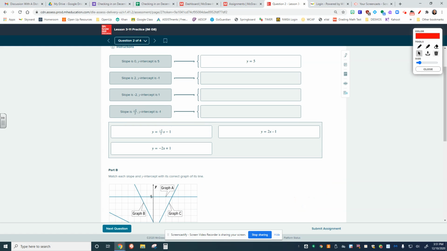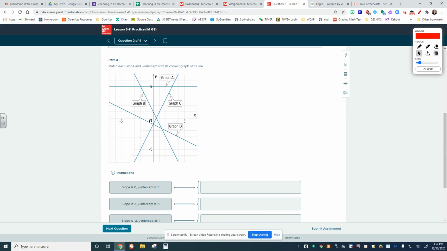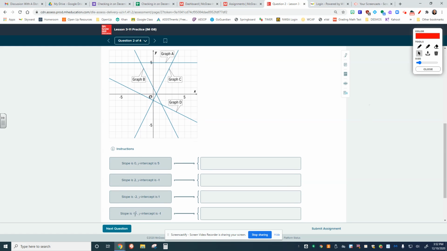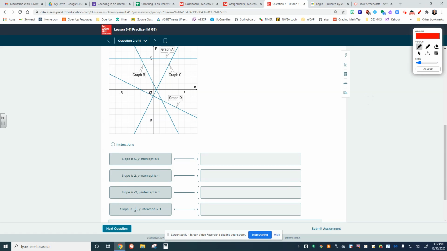On the next part of it, part B, you're working with a graph, and we have to match the slope and the y-intercept with the correct graph. What we should do on this one is go ahead and take the information that we're given and work with that information.